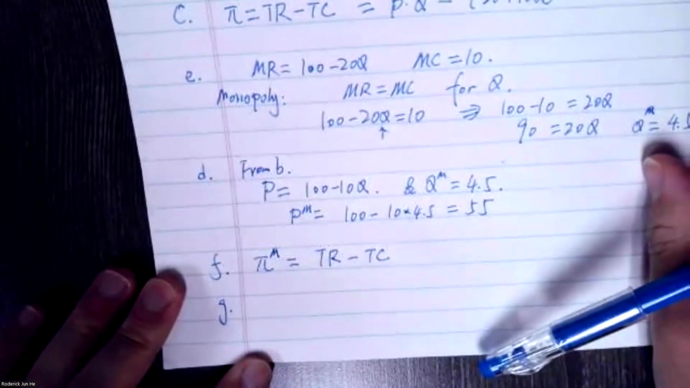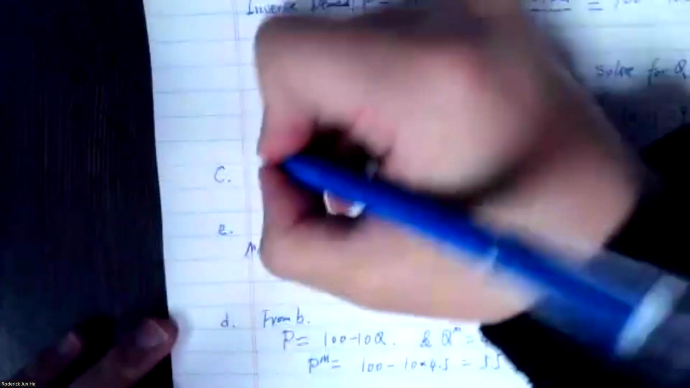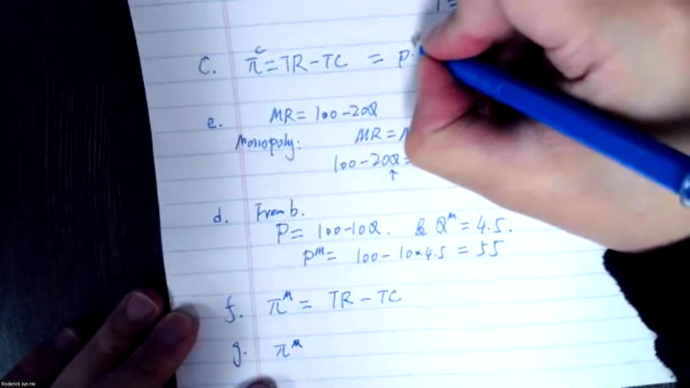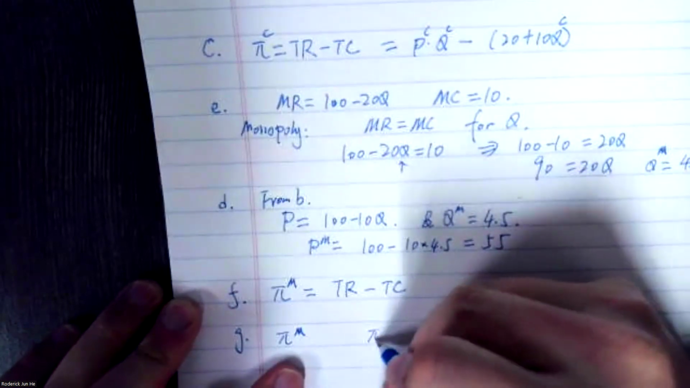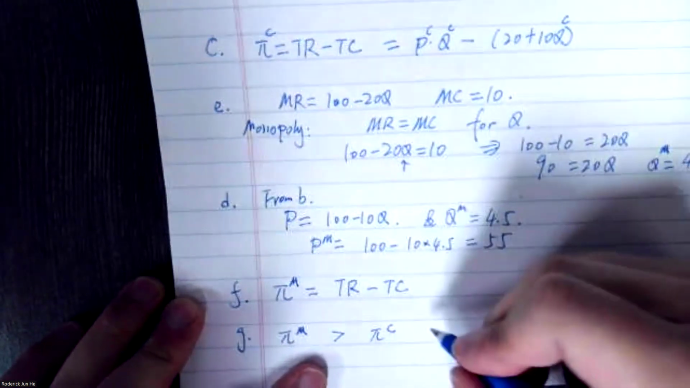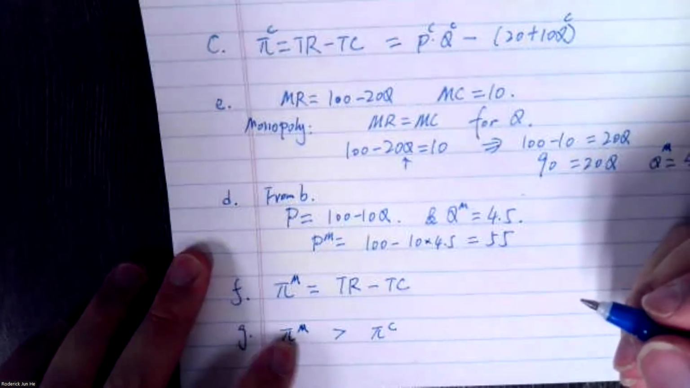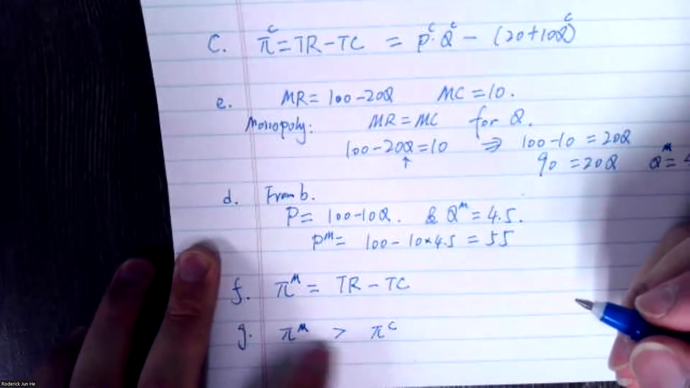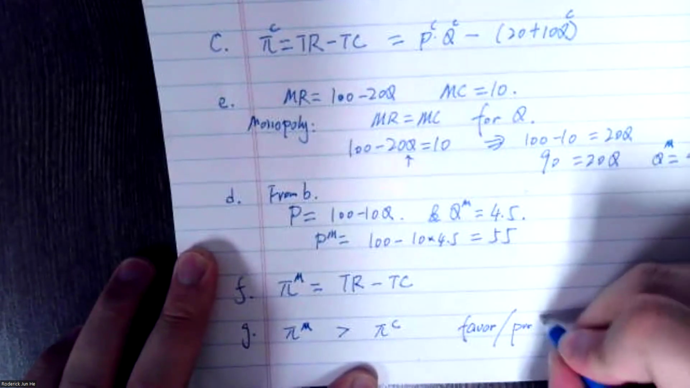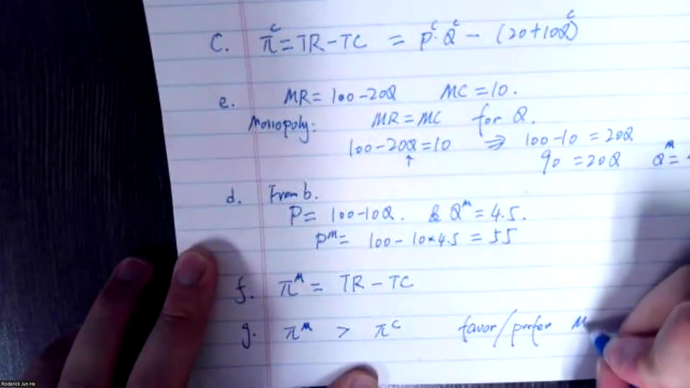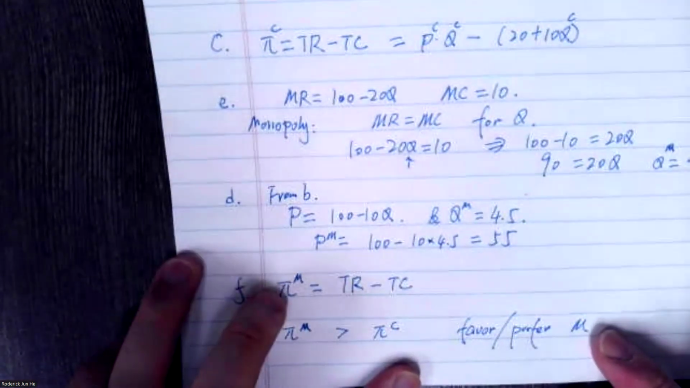Would a firm rather be in a monopoly market or a competitive one? So you're going to compare monopoly profit to competitive profit. If monopoly profit is higher than competitive profit, and here firms come into the market doing business for the purpose of making profit, whichever market gives you a higher profit, you would favor that market. You would prefer that market. So if monopoly profit is higher than competitive profit, then this firm prefers a monopoly market.